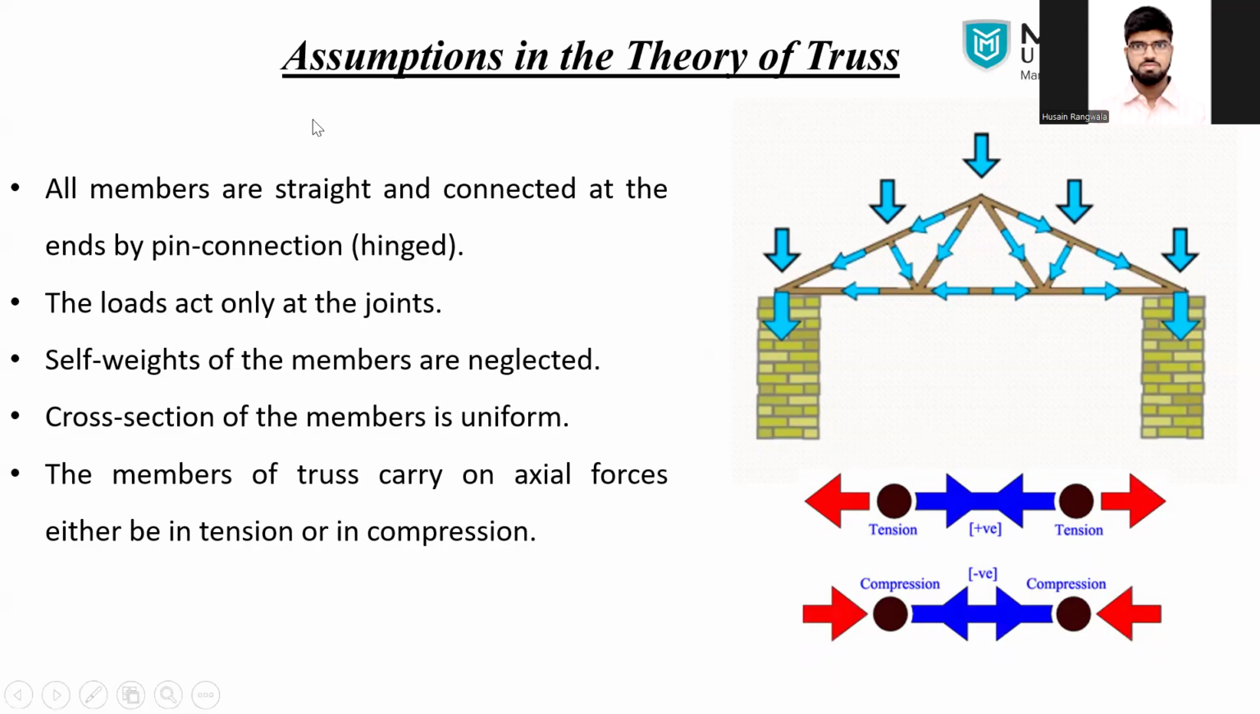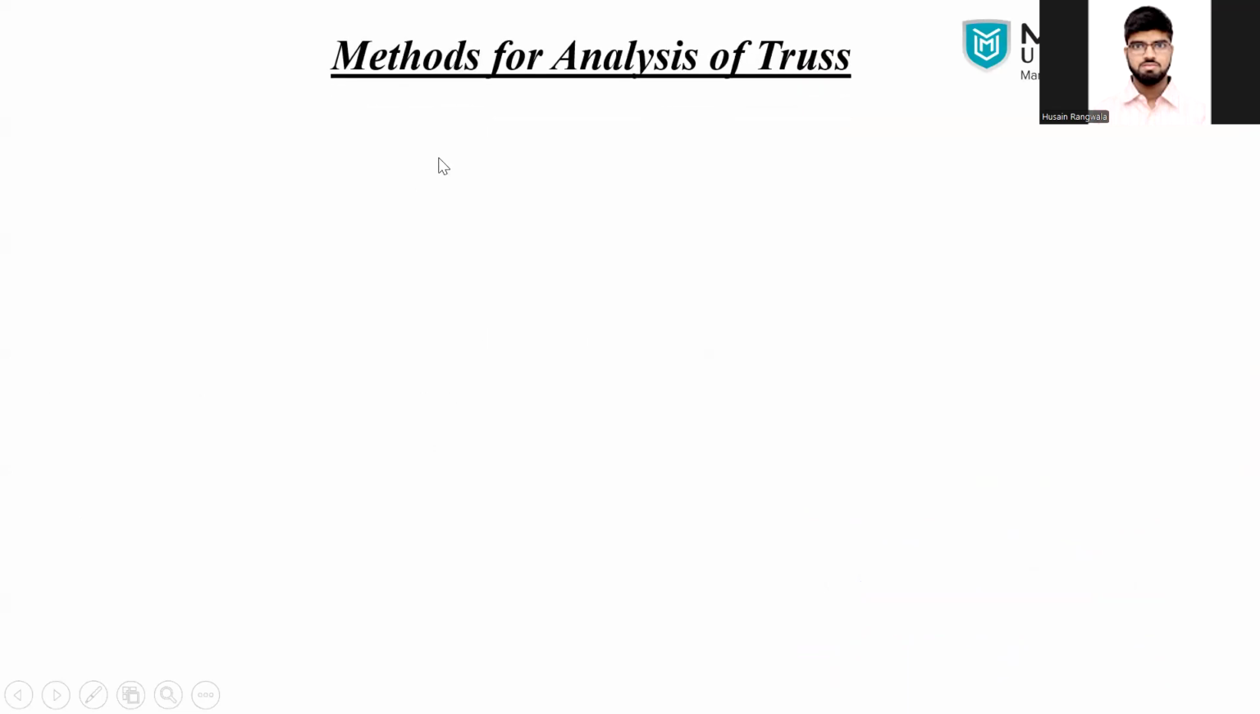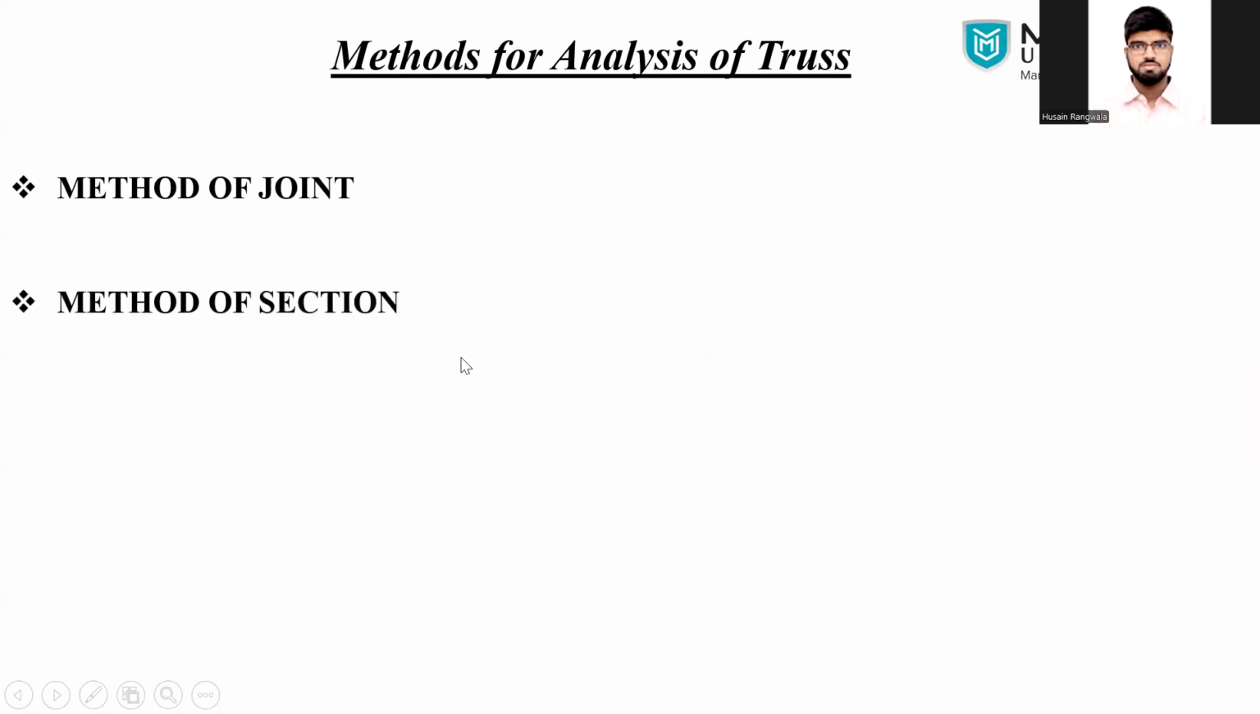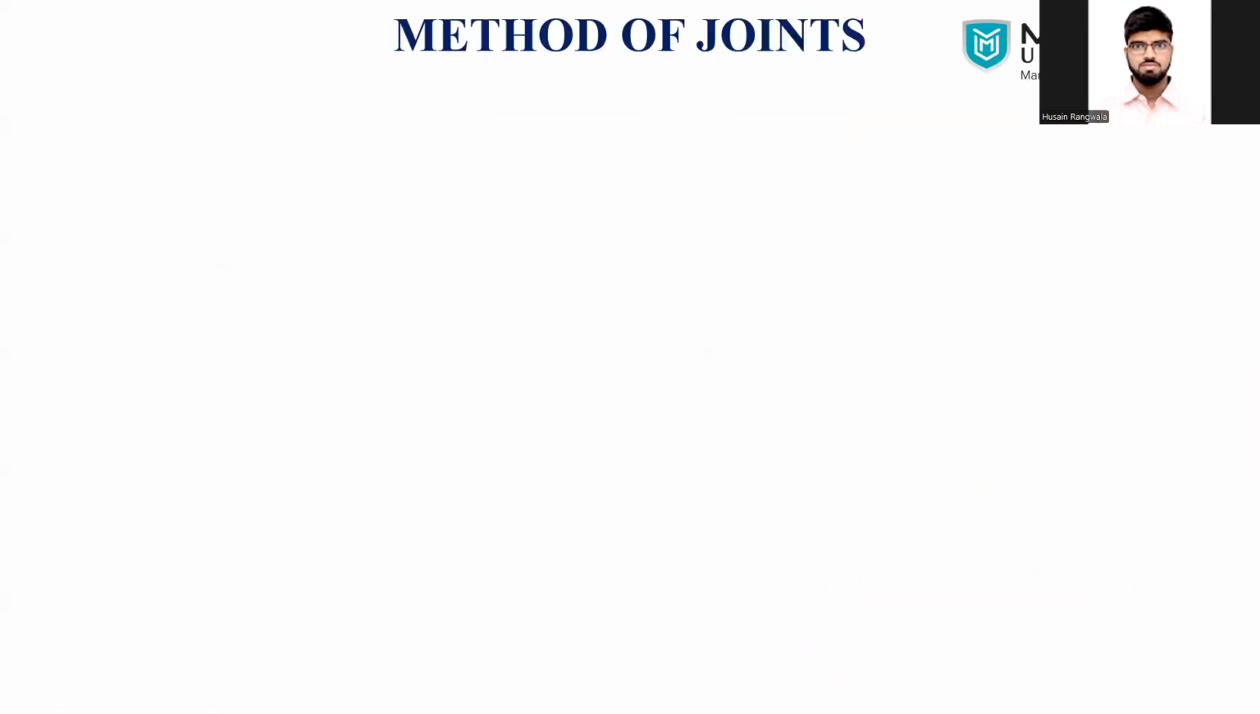Now, trusses are analyzed using two methods. One is called the method of joints. The second is the method of sections. For today's session, we are specifically focused on the method of joints. Before going to the practice example, first let me briefly discuss the steps, and the same steps we are going to follow in the practice example.